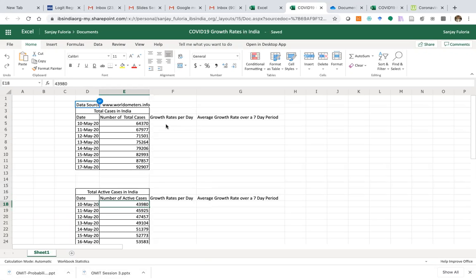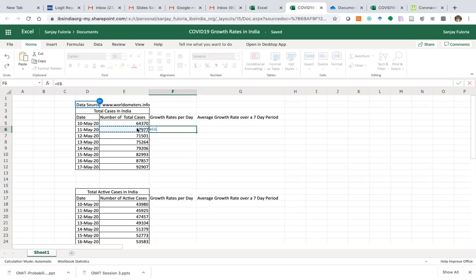Now let's calculate the growth rates per day. So growth rate, as you all know, is nothing but the current data minus the previous data, divided by the previous data, multiplied by 100. So we'll put it here. This is the current data minus the previous data. We will close the bracket and divide it by the previous number, which is this number. And this we will multiply by 100.